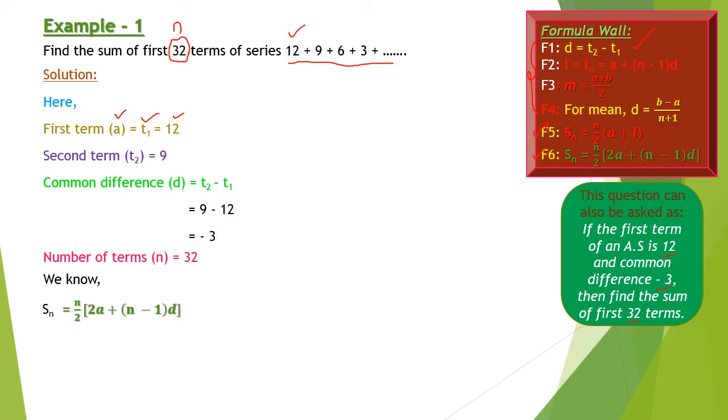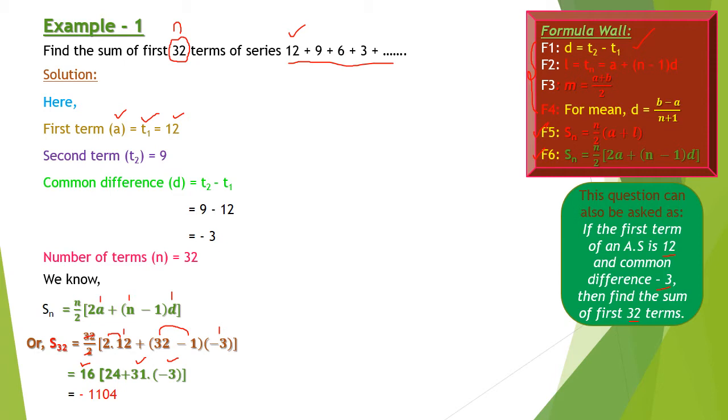So let's replace the variables n, a, d. n is 32, so 32 by 2, and 2 times the value of a, which is 12, and n is 32, and d is minus 3. Okay, now on further calculation, 2 times 12 is 24. We can say 32 minus 1 is 31, multiplied by minus 3. So now the answer is minus 1104. Okay, this is the answer.